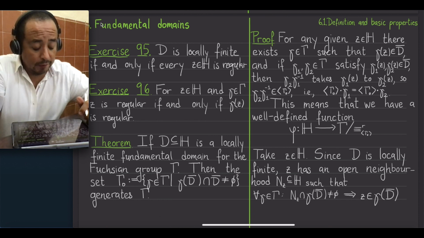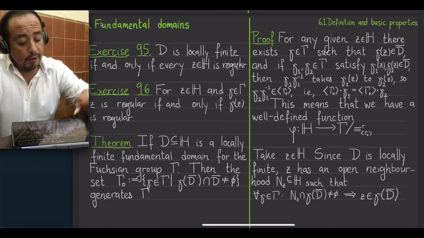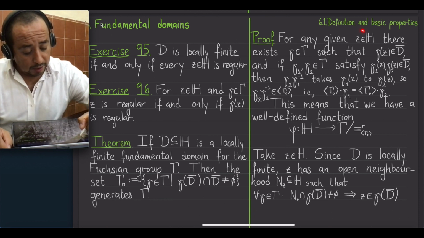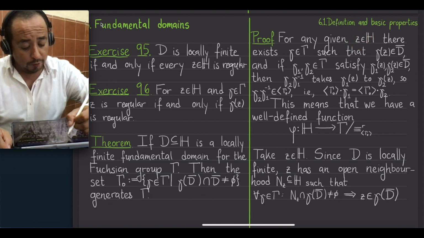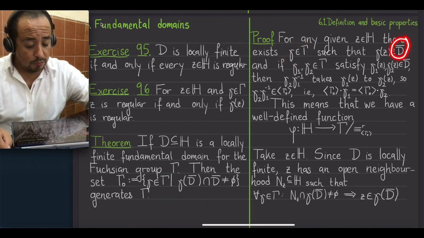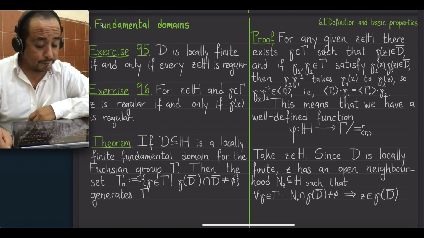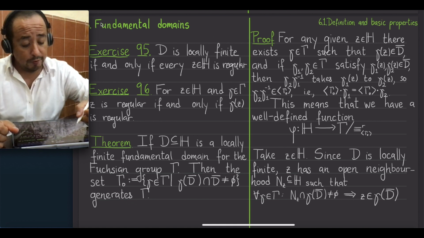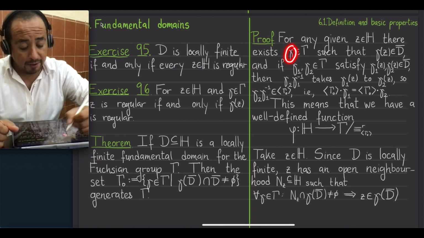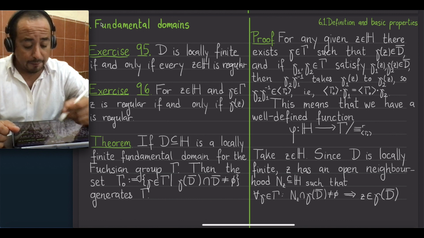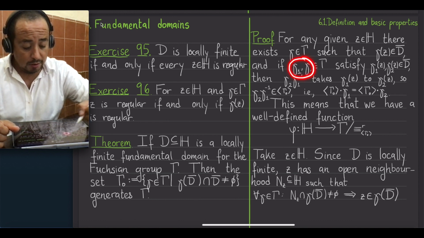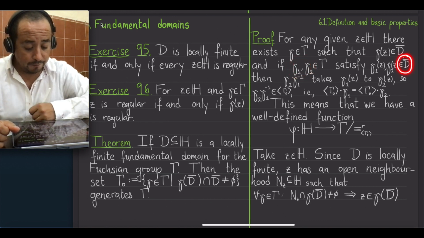Okay, and the proof is, I would say, quite nice. So given any point in H, of course, there exists an element of gamma that takes it into D bar, right? Because D is a fundamental domain. Now, of course, there could be many such gamma that take Z inside D bar. So let's analyze what happens when two of them take it inside D bar.